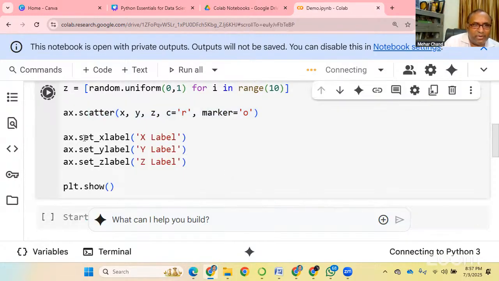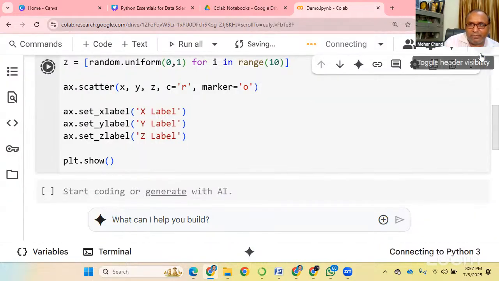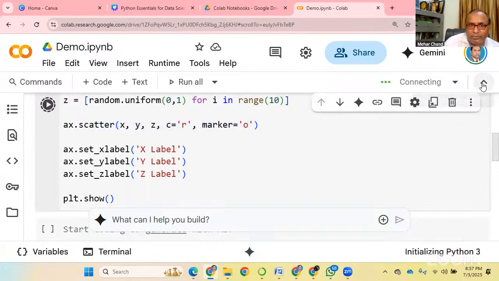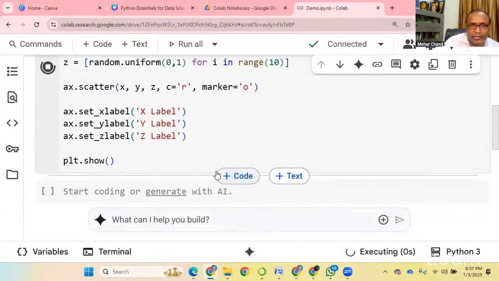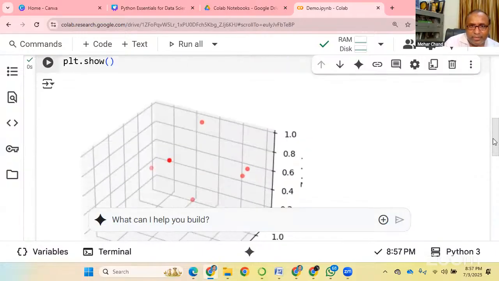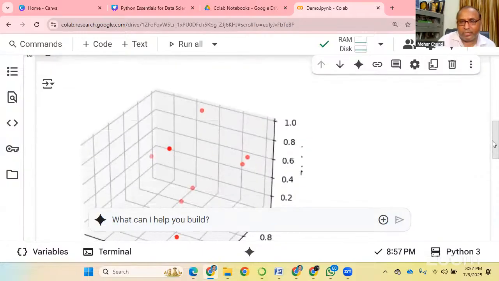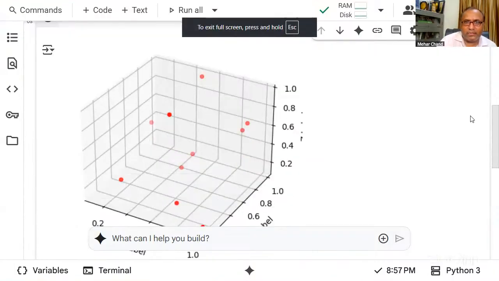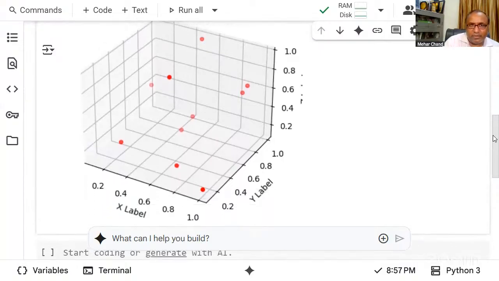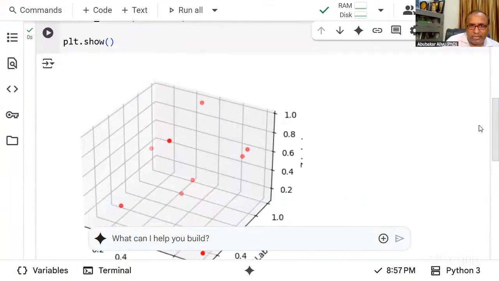When you run this code, in the beginning it will connect, and then we are able to show here. Yes, you can see this is the 3D plot. This is the 3D plot for the data.